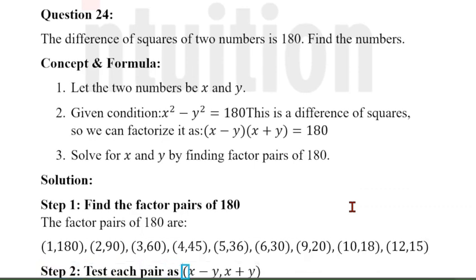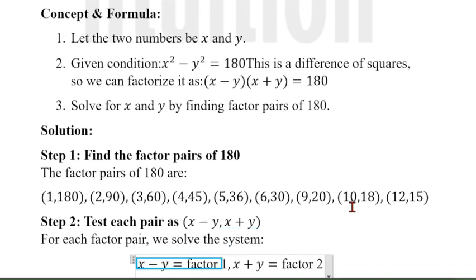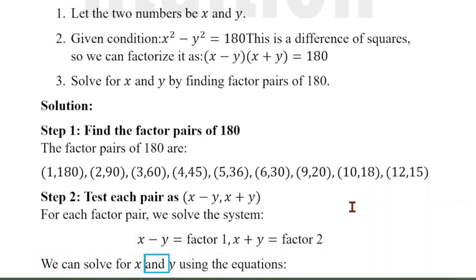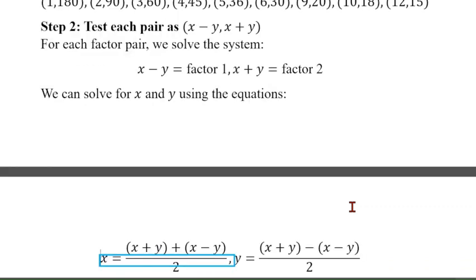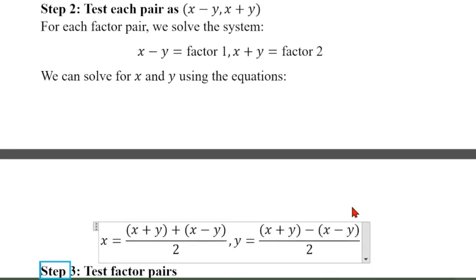Step 2. Test each pair as (x minus y, x plus y) for each factor pair. We solve the system: x minus y equals factor 1, x plus y equals factor 2. We can solve for x and y using the equations: x equals the sum of (x plus y) and (x minus y), over 2, and y equals (x plus y) minus (x minus y), over 2.